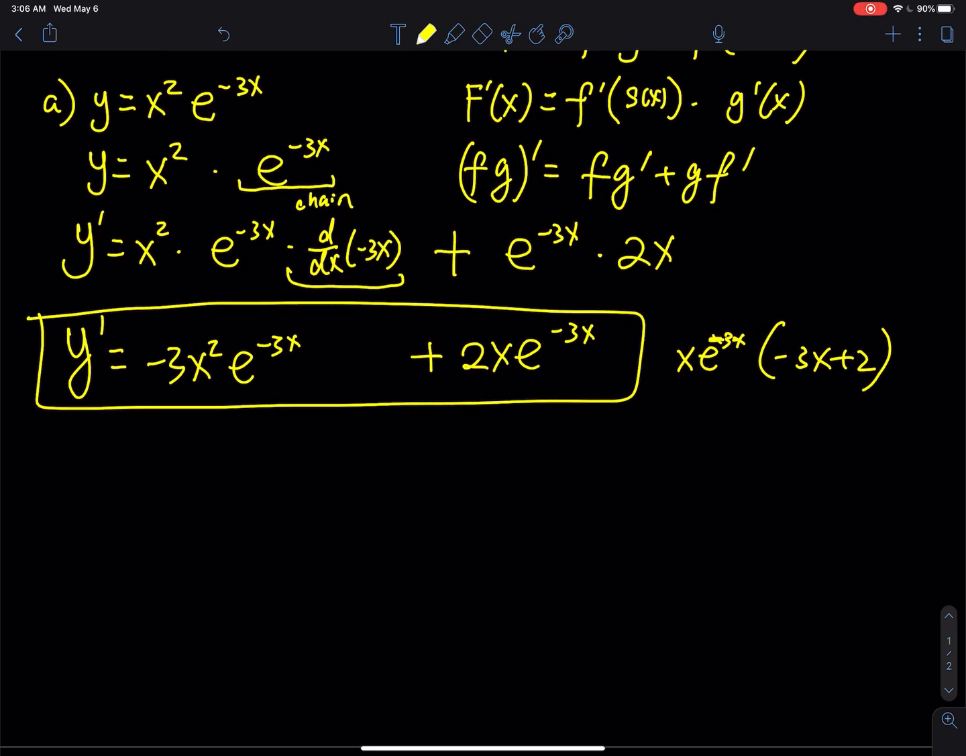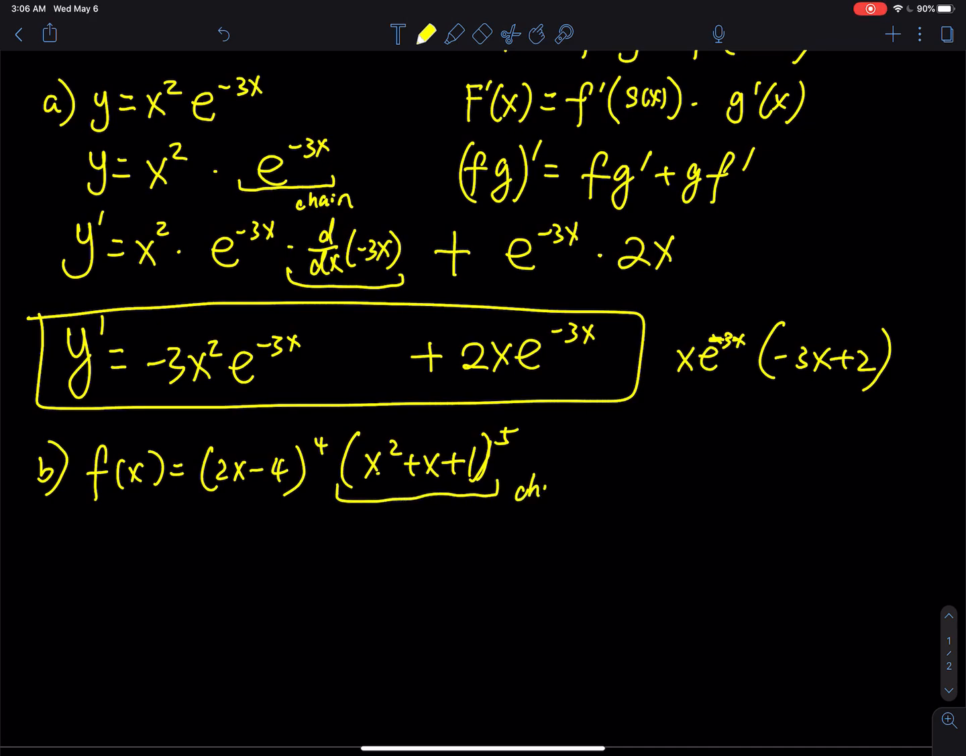So for B, we have f of x equals 2x minus 4 to the 4th power, and then x squared plus x plus 1 raised to the 5th power. All right, so this one definitely has a chain rule in it, right? And then this one has another chain rule in it.